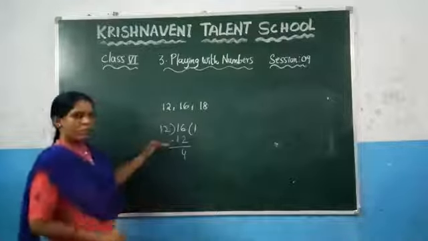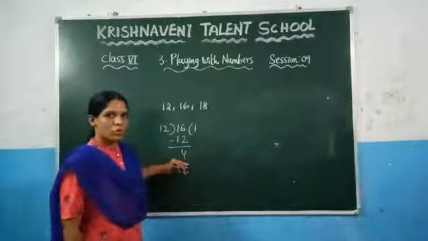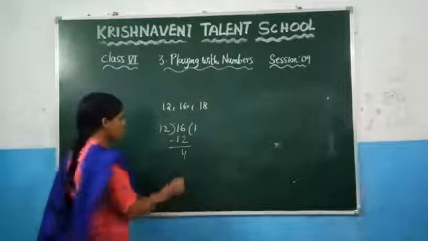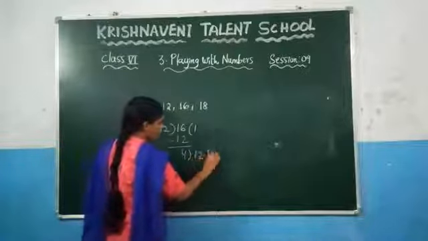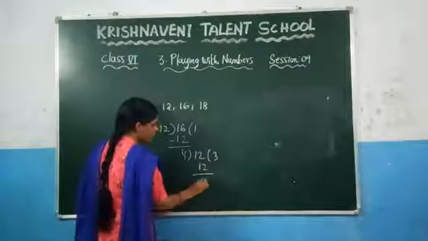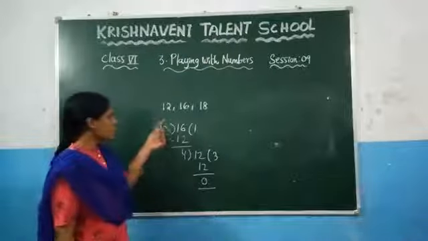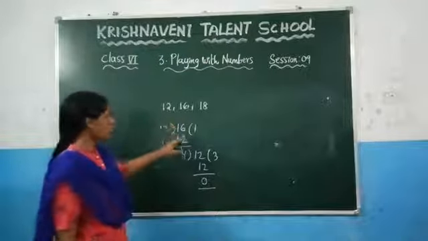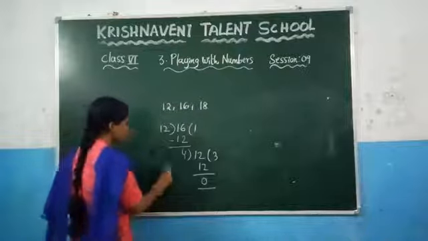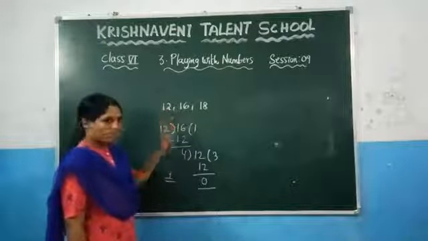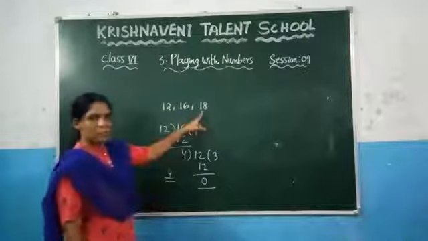And what is the remainder here? 4. Now here the remainder is not 0, so again you need to divide with the remainder. So here 4 3s are 12. Now you got the remainder as 0. The last divisor will be the HCF of the given two numbers. So the HCF of 16 and 12 is 4. Now you got the HCF of these two numbers. Now you need to divide this number with the next number.